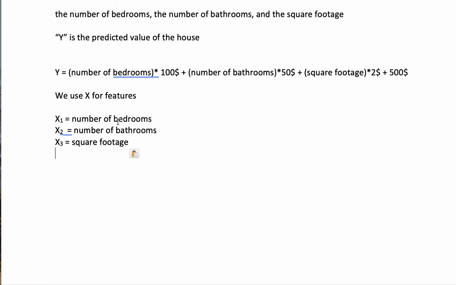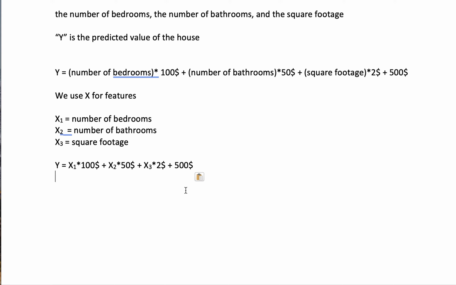Boom. Okay, so the number of bedrooms is going to be X1. The number of bathrooms is going to be X2. And the square footage is going to be X3, as you see here. And each one of these is a different and unique variable. So X1 is its own thing, X2 is its own thing, and X3 is its own thing. So now let's rewrite our equation using the new names for these features.